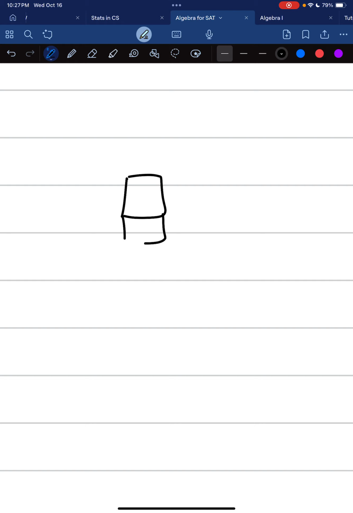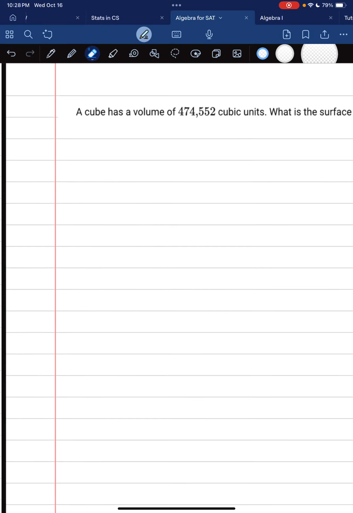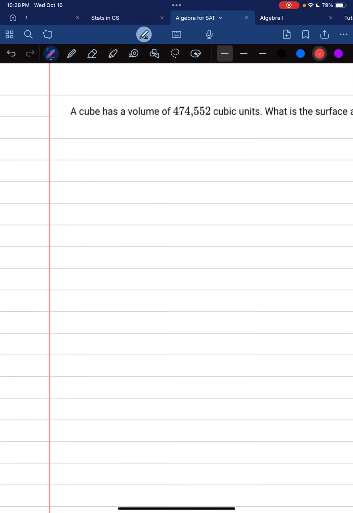So remember that the surface area of a cube is just, you have this cube. Remember that it has 6 faces, and you're just adding up the area of each of these faces. The surface area is different from the volume. You just take each face of a cube and you find its area and you add that up, right? So we know that its volume is this, right?